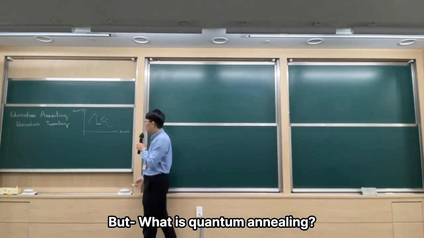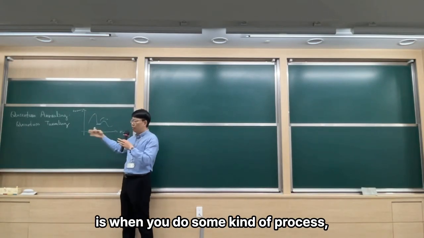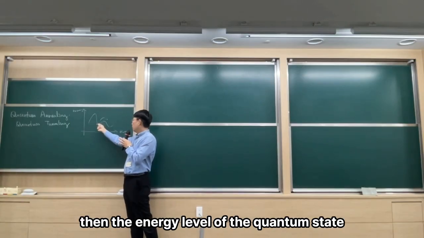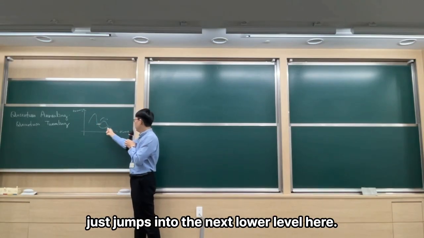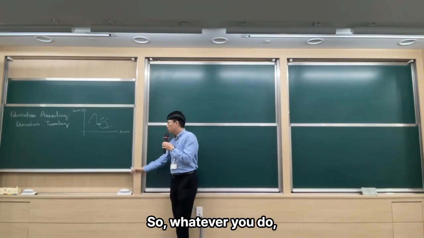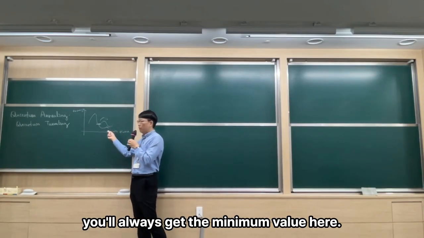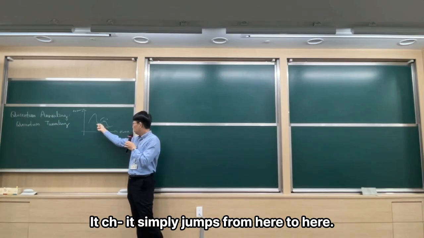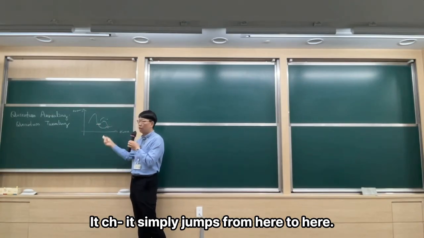But what is quantum annealing? Quantum annealing is when you do some kind of annealing process, then the energy level of the quantum state just jumps into the next lower level here. So whatever you do, you always get the minimum value here, but you're not going to get a continuous process. It simply jumps from here to here.